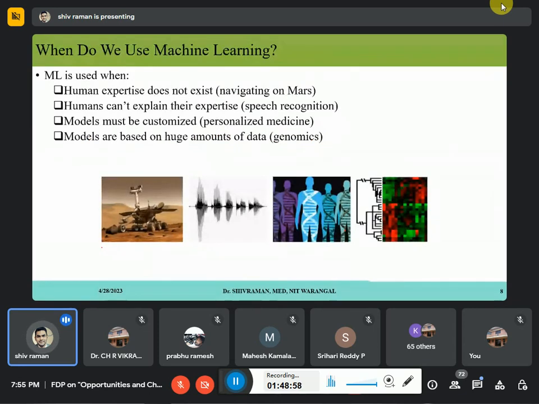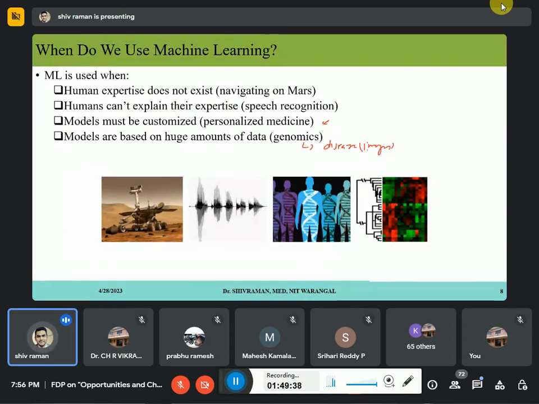Where can we use machine learning? Machine learning can be used where human expertise is not available, especially in space applications. The example is navigation on Mars with the Mars rover. Then also in speech recognition, where the major example is your Alexa. Then machine learning is significantly used in the field of medicine and genomics, where you are able to classify diseases with the help of images.